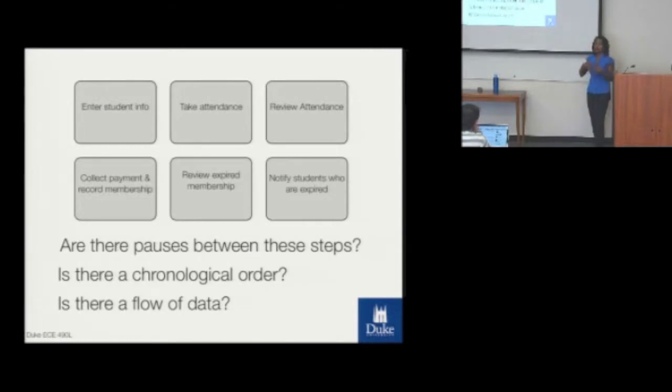So figure out, are there going to be pauses in between the type of tasks that people are doing, right? Or is there some sort of chronological order, right? Like I said, a lot of times people are going to want to enter their student info, and then they're immediately going to want to take attendance. And then the final is there a data flow, which I kind of alluded to before, right? Like you're going to have some of these features or stories contingent upon data from a previous task.